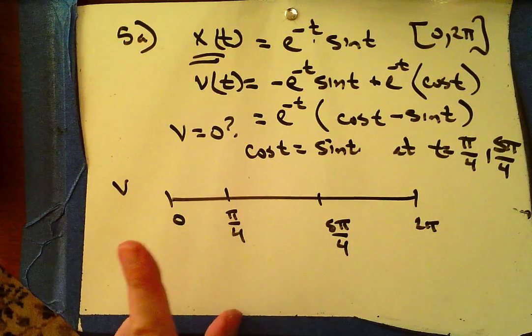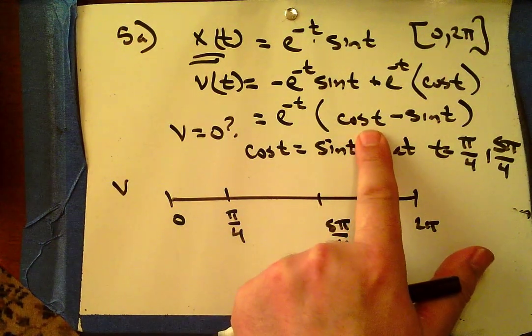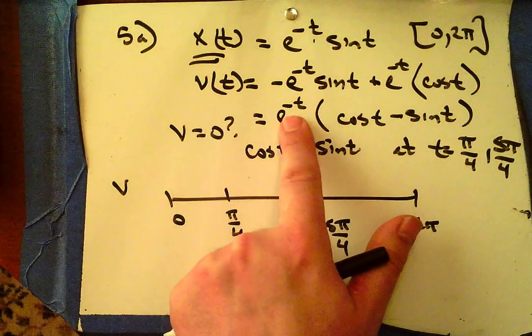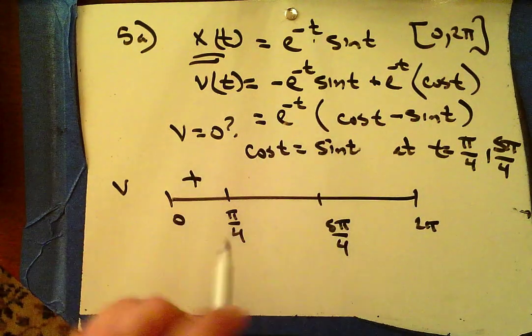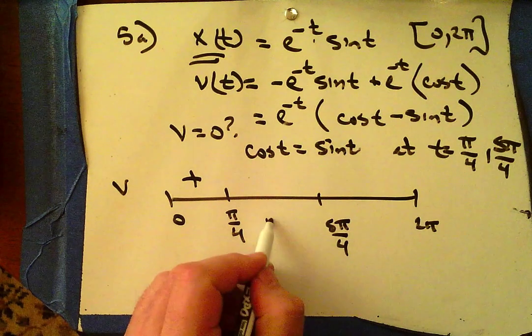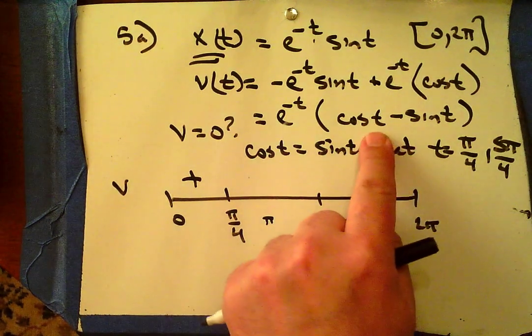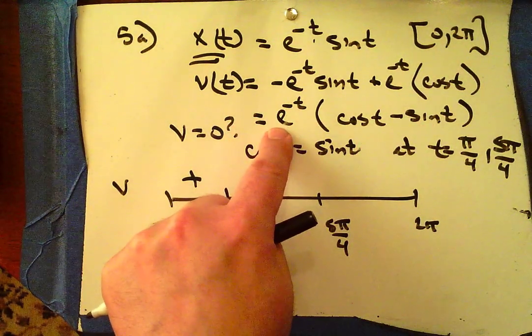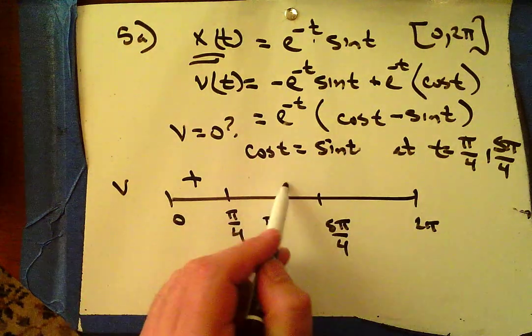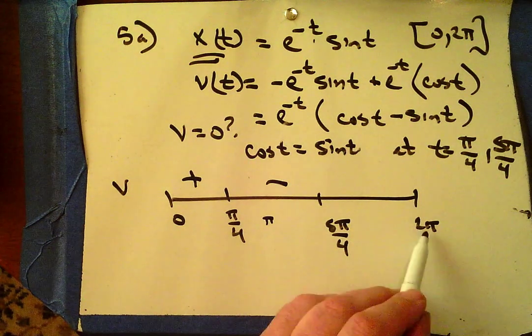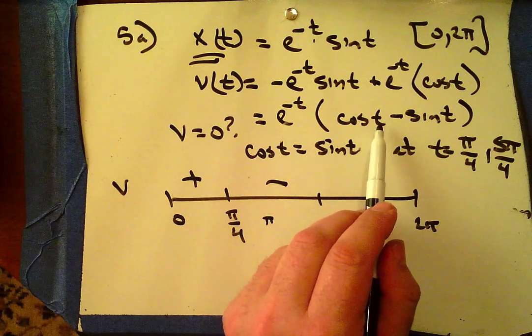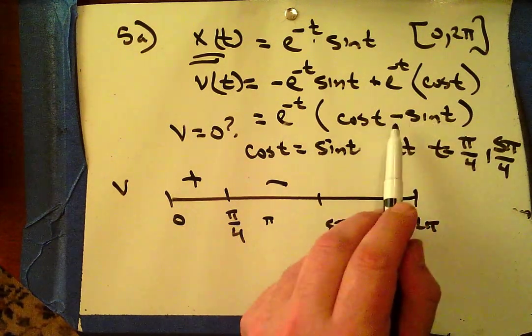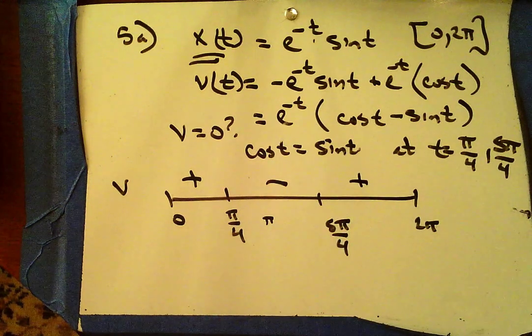So if I plug in a 0 to v, cosine of 0 is 1, sine of 0 is 0, e to the 0 is 1, I get positive. If I plug in a number on this interval like pi, cosine of pi is negative 1, sine of pi is 0, e to the pi is some positive thing, positive times negative 1 is negative. And if I put in 2 pi over here, cosine of 2 pi is 1 again, minus 0, I still have a positive times a positive, so I have a positive. Okay, so I'm changing directions twice here.